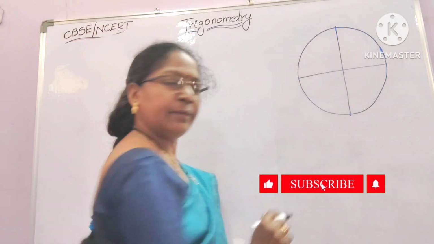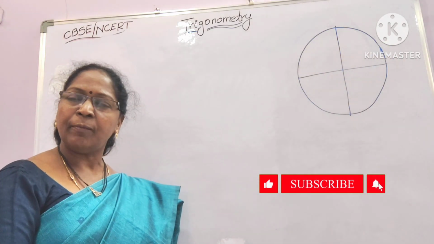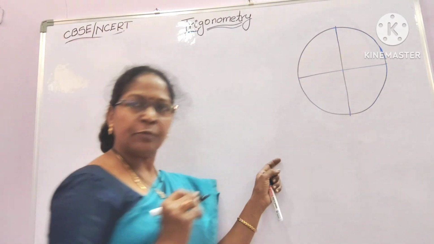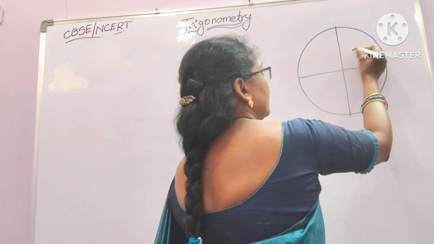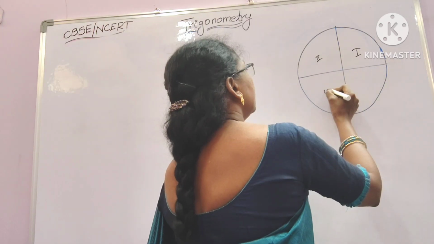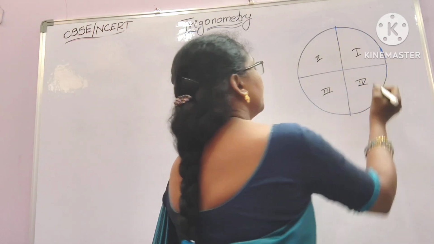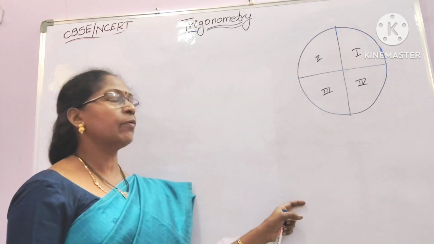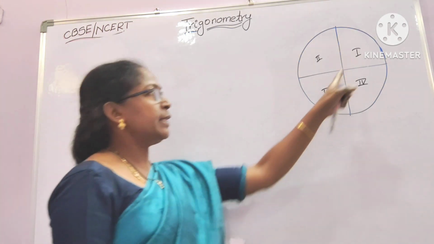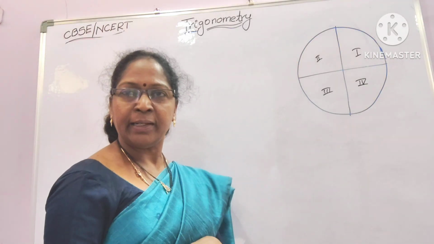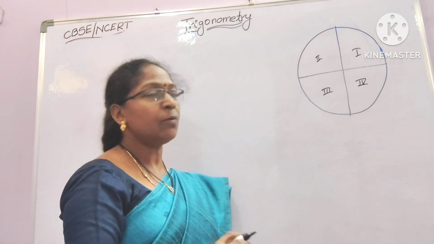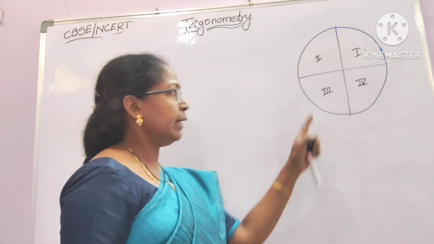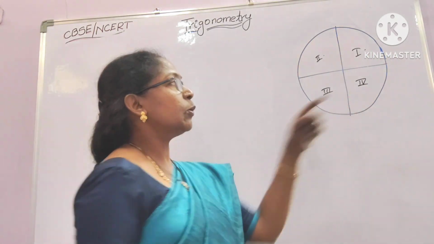This is one circle. One circle equals how many degrees? 360 degrees. That circle is divided into four parts: first one, second one, third one, fourth one. One circle is divided into four parts, which means each part equals 90 degrees. Each part we call a quadrant. So this first part is the first quadrant, this one is the second quadrant, third quadrant and fourth quadrant.